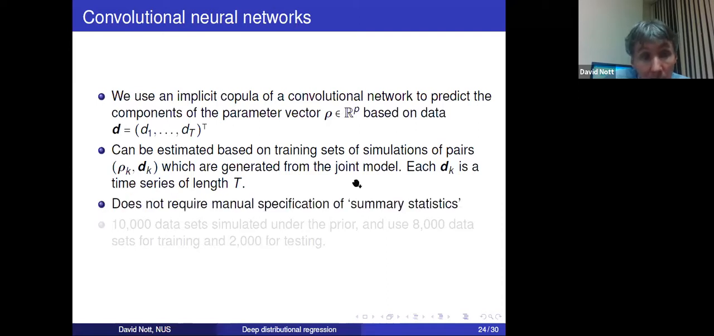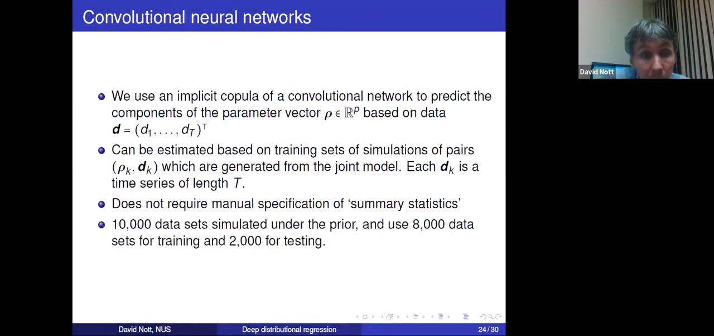In this approach, where we just use the whole time series as the feature vector, we don't need manual specification of summary statistics. Of course, there are some tuning parameter choices that need to be made in the convolutional network architecture, but those choices are not so difficult to make. We simulated 10,000 different data sets here. We use 8,000 for training and 2,000 for testing.